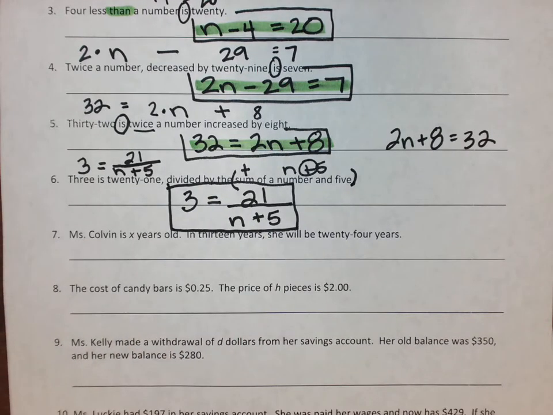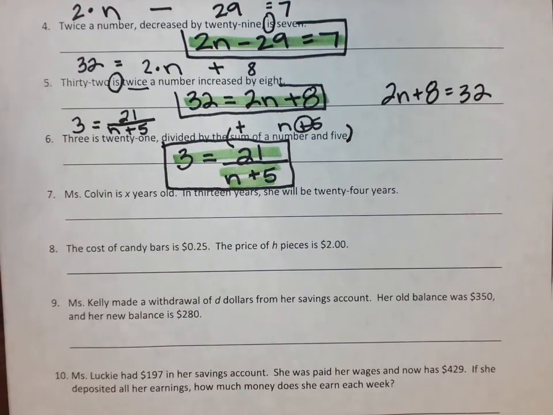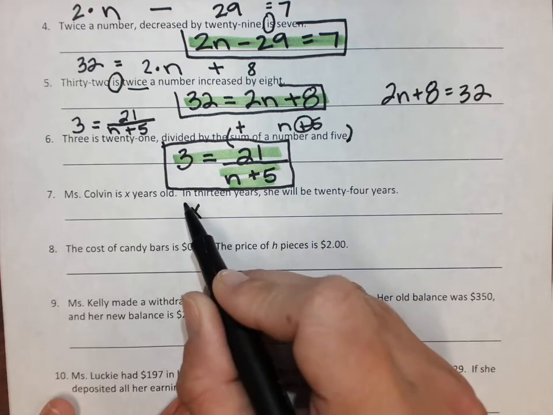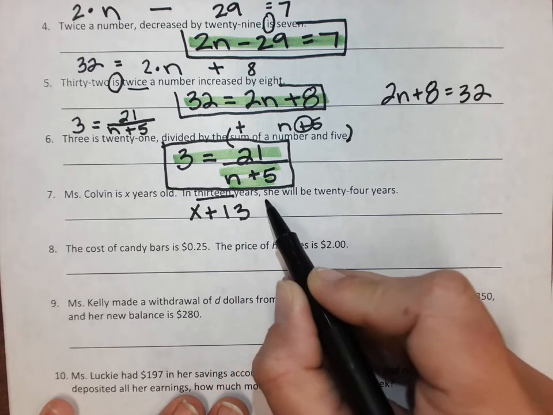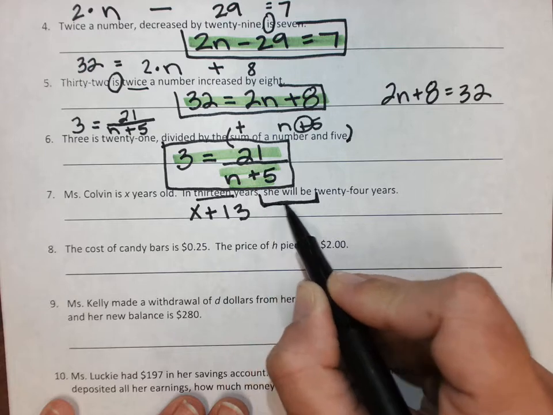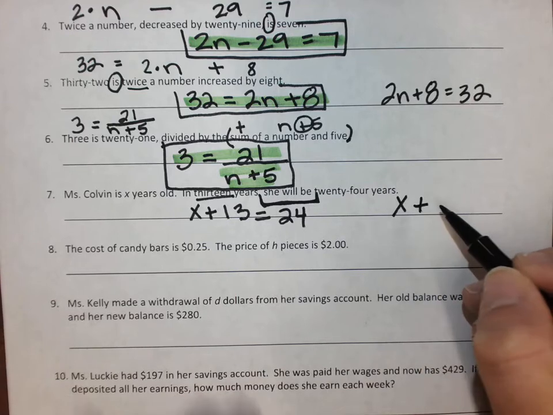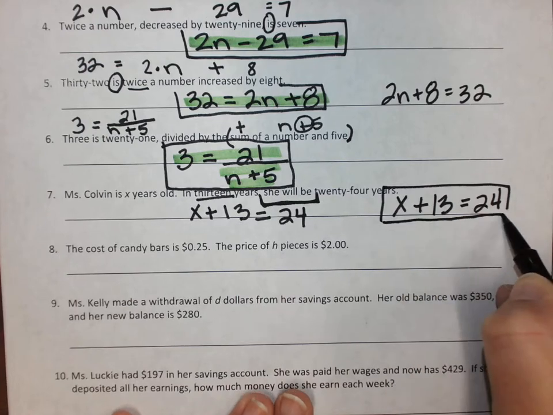Moving to number 7. Miss Colvin is starring in number 7. Miss Colvin is x years old. In 13 years, she will be 24 years. So Miss Colvin is my x. I don't know how old Miss Colvin is, but I know in 13 years, so I'm going to say plus 13, she will be. Now, we're not saying is anymore, are we? So there you're having to know equals 24. I'm going to rewrite that over here. x plus 13 is equal to 24.